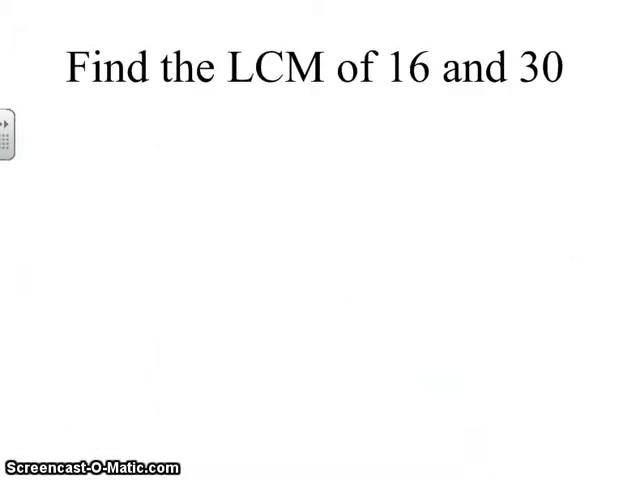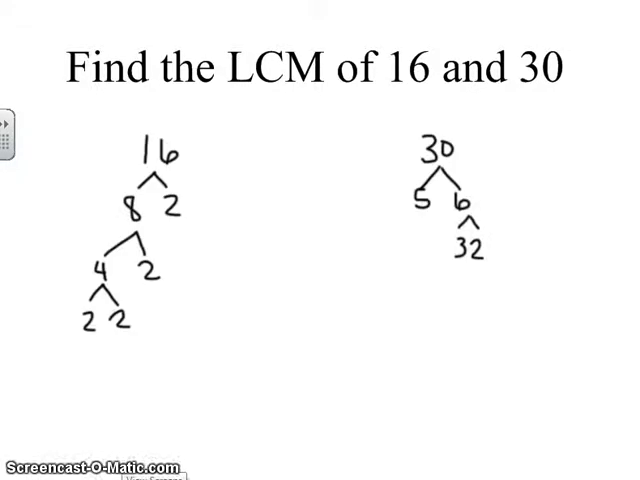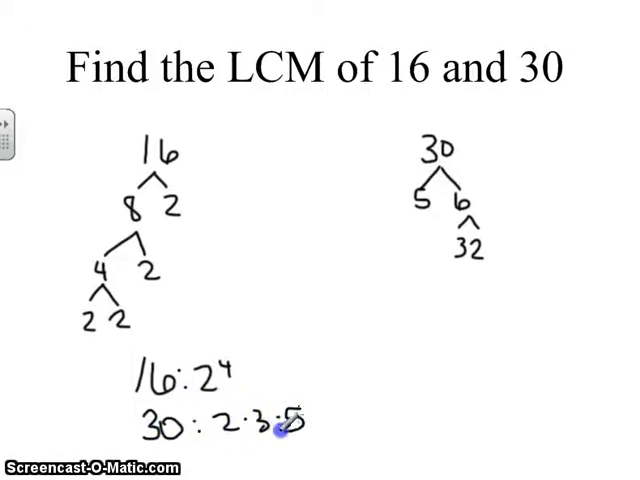So let's try that. We'll find the LCM of 16 and 30. Go ahead and make a factor tree and press pause to find your answer. So my factor trees are done, and the prime factorization of 16 is 2 to the 4th power. And the prime factorization of 30 is 2 times 3 times 5.